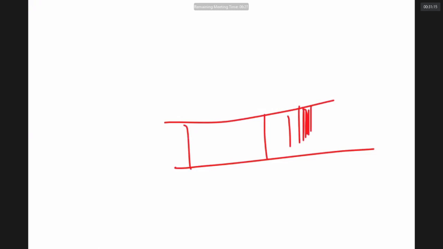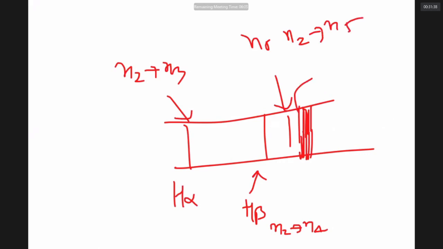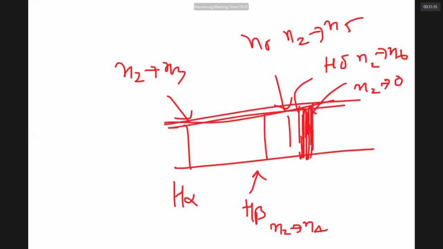Ultimately, it will become a band. This is the hydrogen Balmer series spectrum. This is called the H-alpha line, talking about electron going from 2 to 3. This is the H-beta line, electron going from 2 to 4. It is the H-gamma line, electron going from 2 to 5. It is the H-delta line, electron going from 2 to 6. And this is the series limit, electron going from 2 to infinity. As the energy is increasing, lines become closer and closer. It looks like a band in the hydrogen spectrum.